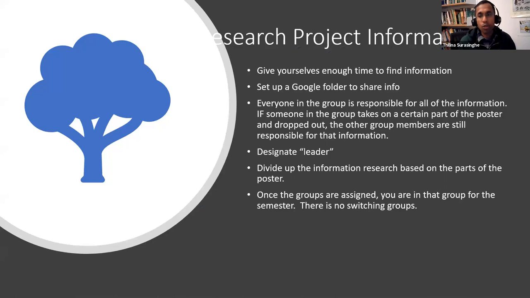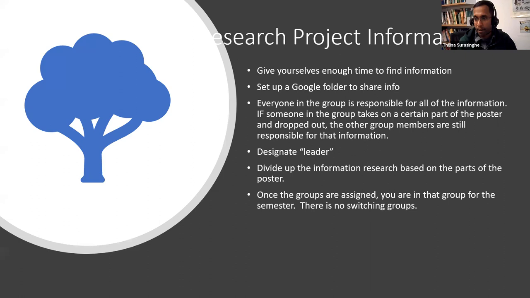So do start as early as possible, right? Because it takes time and you guys are already busy. Create a Google folder or a Microsoft cloud folder and share it among all the members of your group. And everyone in the group is going to be responsible for the information, right? So for example, if one of you were to drop out, we have all 10 members, we haven't lost anybody. So if a student were to drop out from the class, if they're not responding, then of course regroup, redistribute the division of labor, right?